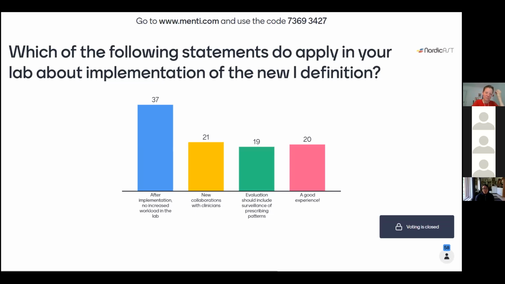And I'm also glad that many have planned to make some surveillance of prescribing patterns, because I think we should in the lab also think of that, what will be the impact, and it's very nice that people are planning to follow what will be the results of the implementation of the new I. And also I'm pleased to see that some of you think that it has been a good experience, that it's not always something difficult and impossible to solve.